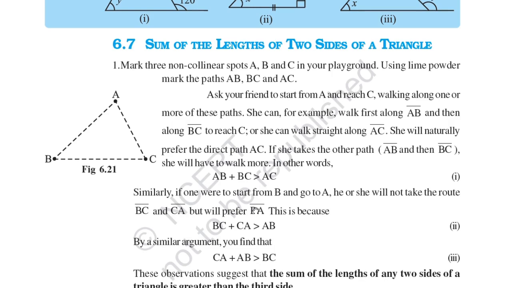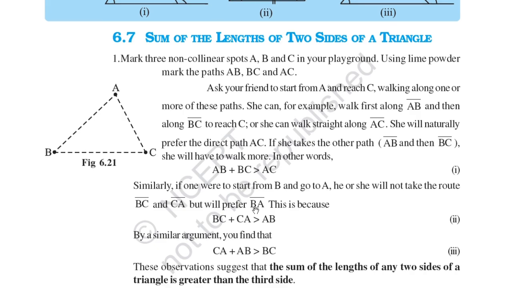She can, for example, walk along AB and then along BC to reach C, or she can walk straight along AC. She will naturally prefer the direct path AC. If she takes the other path, AB and then BC, she will have to walk more. So AB plus BC is greater than AC.